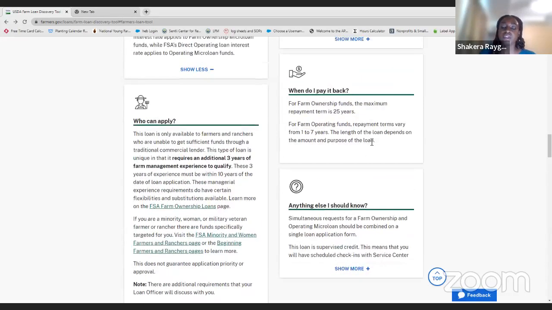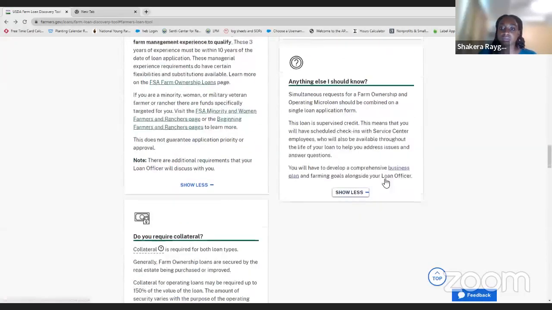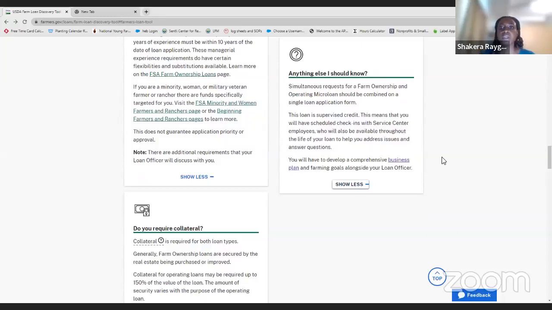And for the terms, when do I pay it back? Farm ownership funds, the maximum repayment term is 25 years. And for farm operating, it's the same as the bigger loans, 1 to 7 years. Anything else I should know? Let's just read through here.